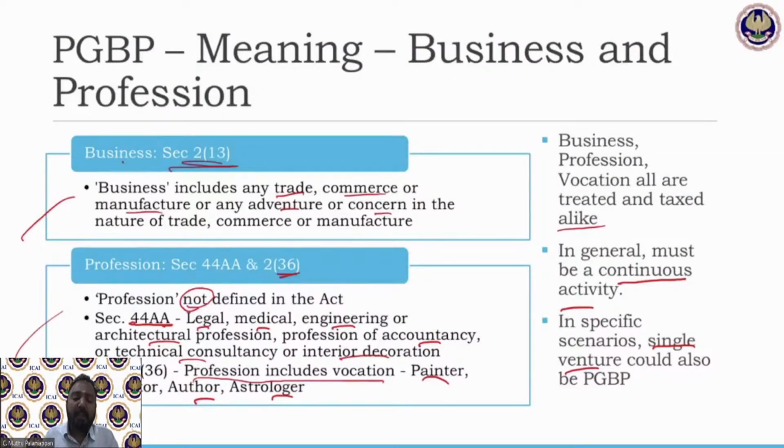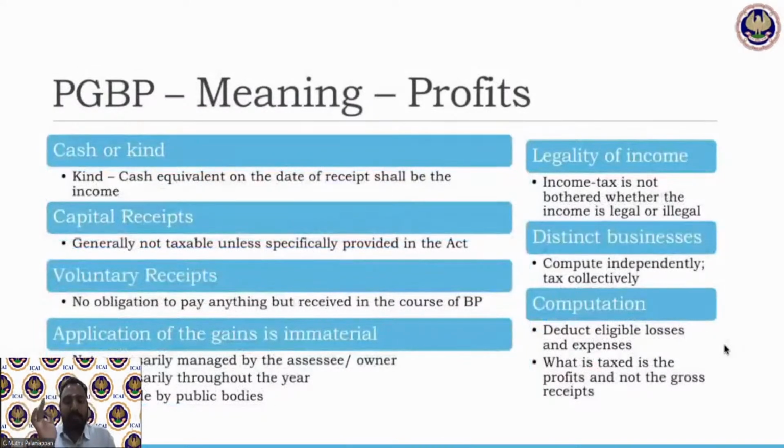Now, what did we say? When we said business and profession, we will also try to understand the other two words. What are the other two words? Profit and gains. So we'll try to understand what are all the other things that we need to know. When we say profit and gains, we are going to know what are all the key principles to refer to something as profit and gains.